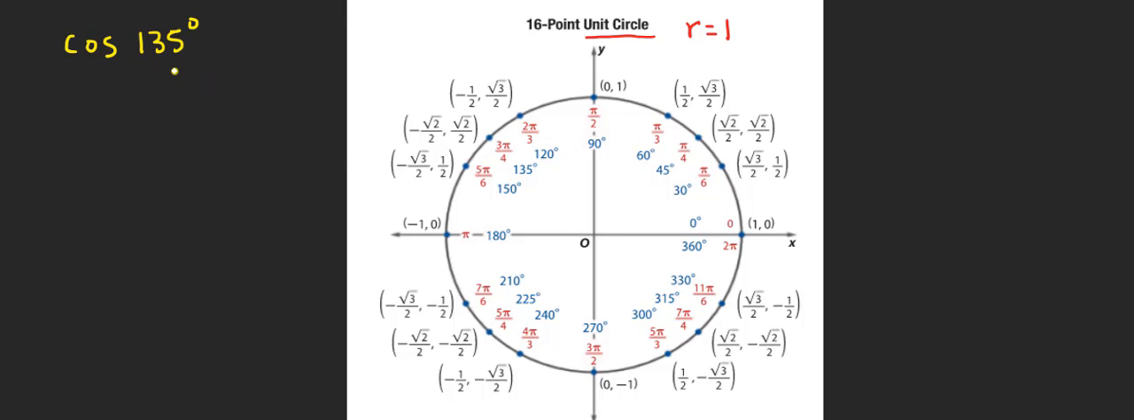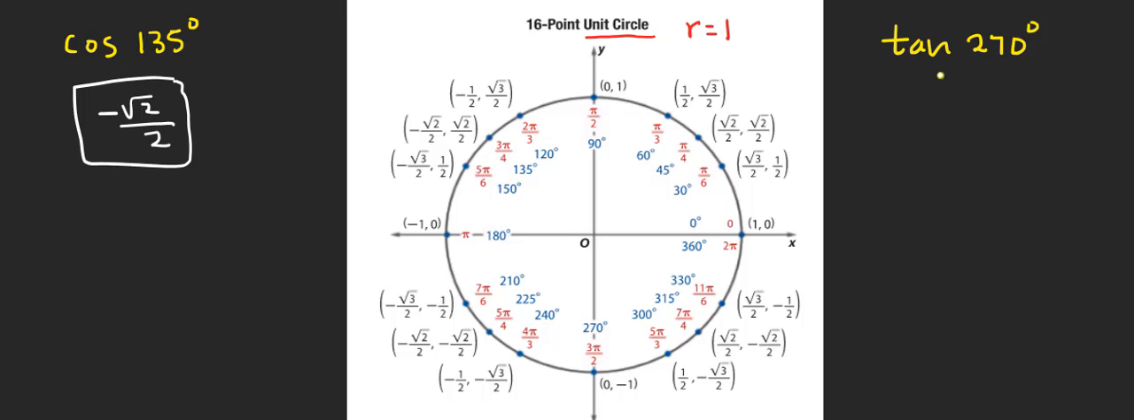Now to find the cosine of 135, let's look at 135 over here. You notice that x is negative radical 2 over 2, and y is radical 2 over 2. And you know that cosine is x over r, so negative radical 2 over 2 over 1, which is just this value right here. So cosine of 135 is negative radical 2 over 2.